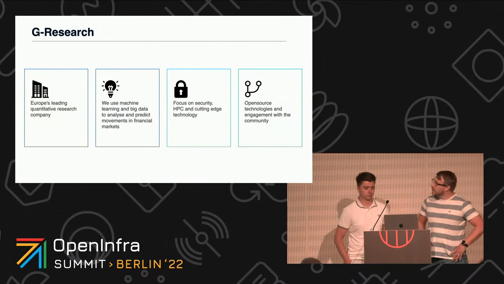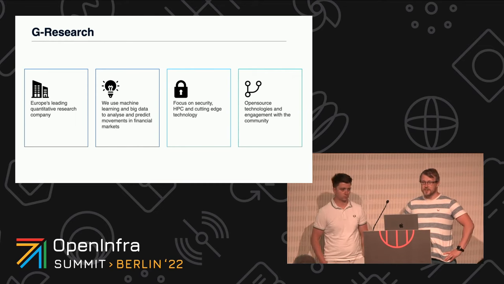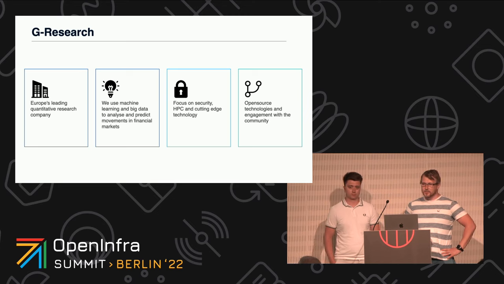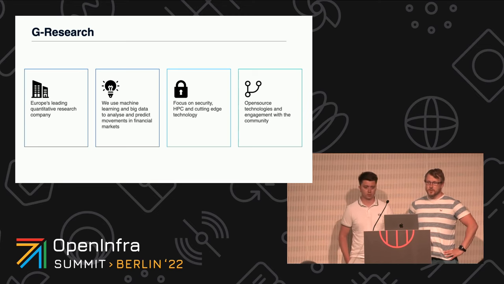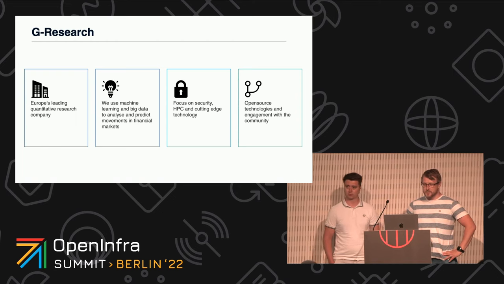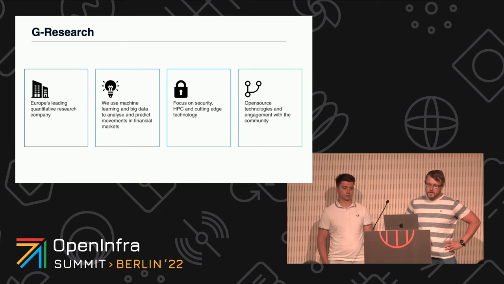So I imagine quite a lot of you probably haven't heard of us. So we're G Research. We're Europe's leading quantitative research company. We're mostly based in London, in the West End, but we're actually expanding into the US this year, into Dallas. So it's really exciting for us. We create software to analyze and manage large data sets. We look to identify patterns in that data using some of the latest machine learning techniques, and we try and predict future movements in financial markets around the world.